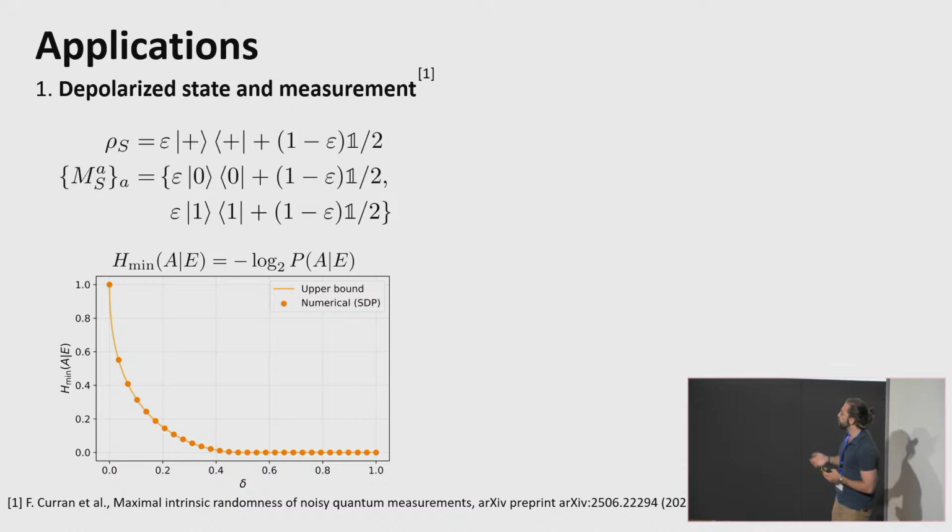And we have in the solid line an upper bound that was previously known, while the dots represent the result that we obtained with our method. And we actually match the upper bound. So we proved that that upper bound was actually the exact result.